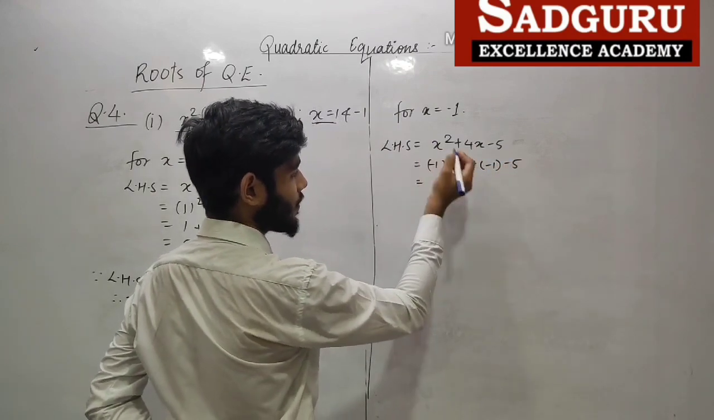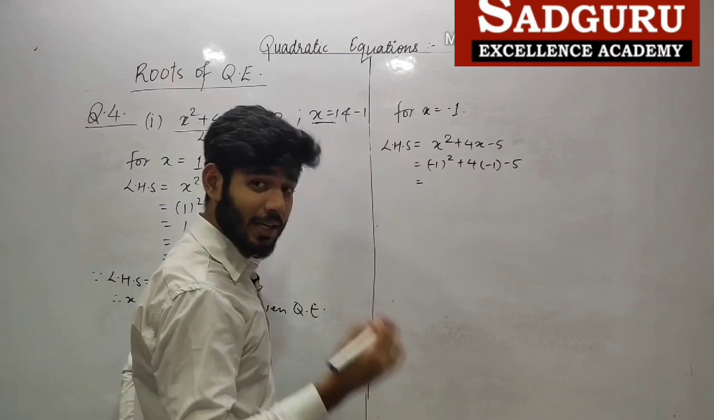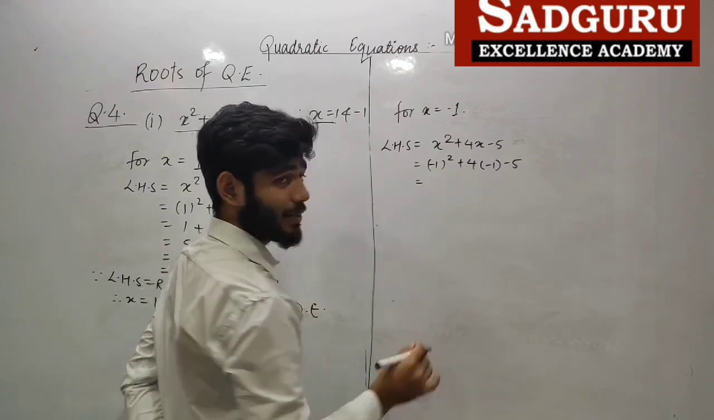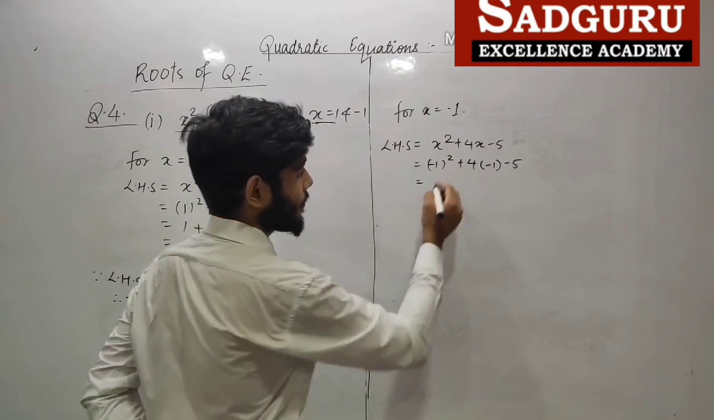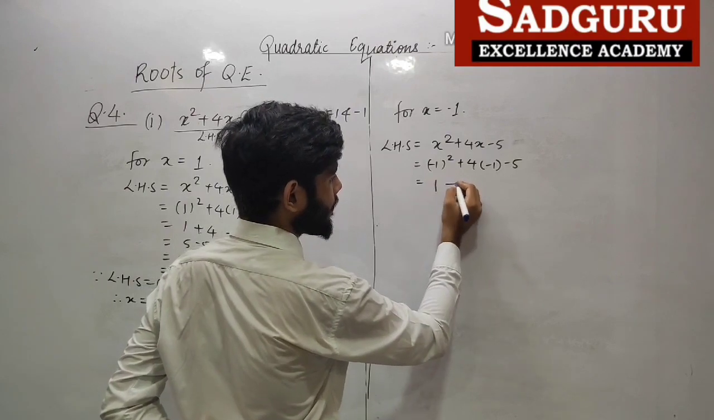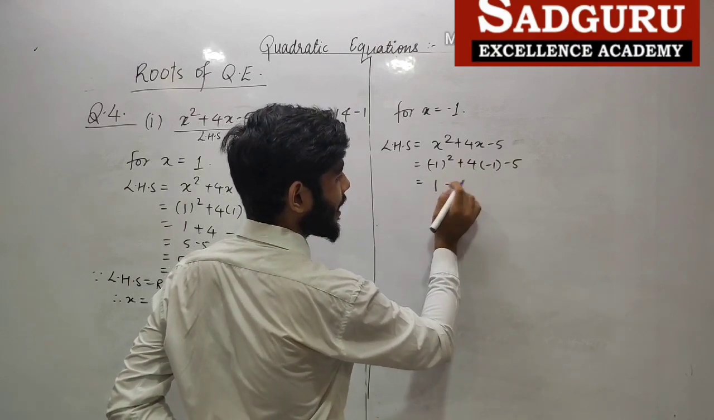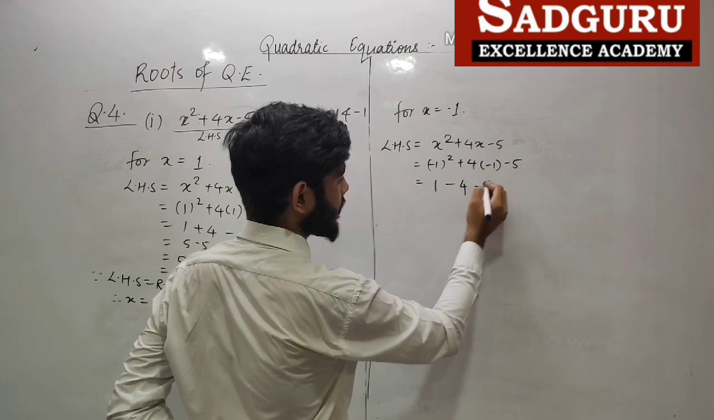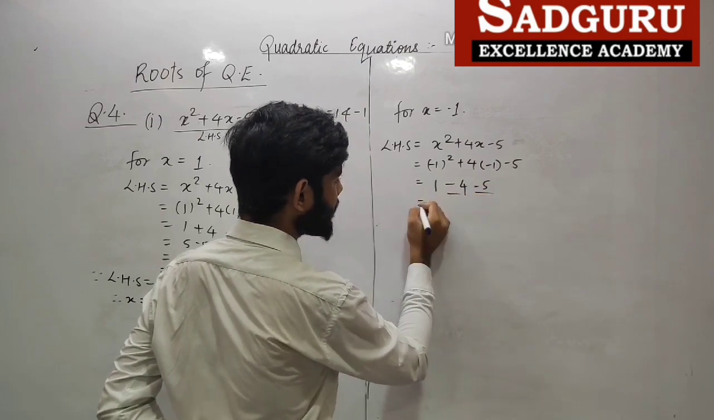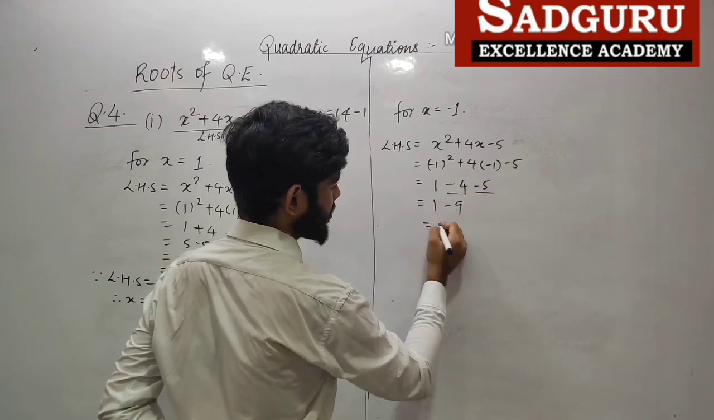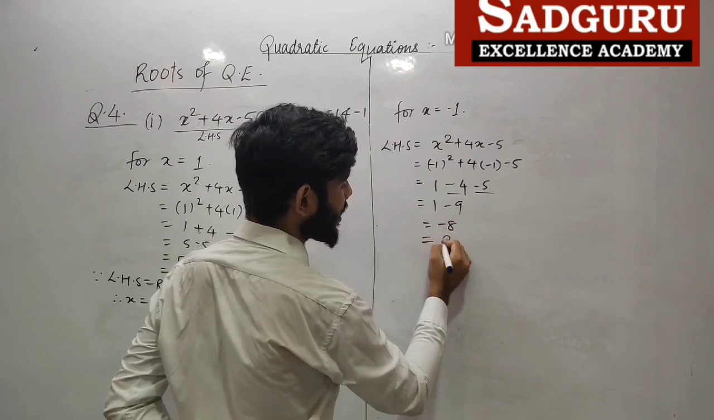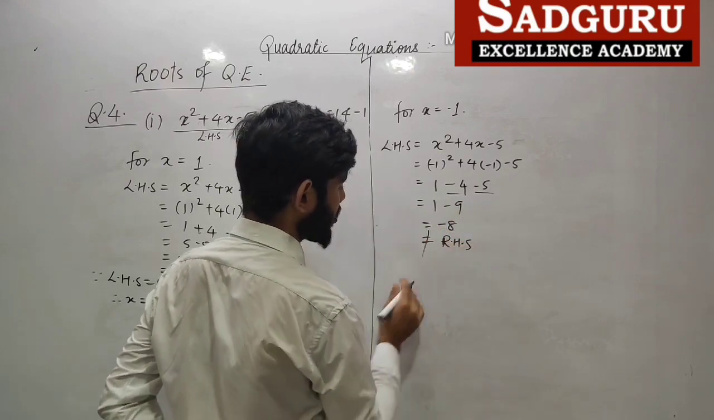Minus 1 square: the square of any negative term becomes positive, so square is never negative. So it is 1. Minus and plus become minus, 4 times 1 is 4, minus 5. Minus and minus add up, and here it becomes minus 9. So it is minus 8, which is not equal to RHS.